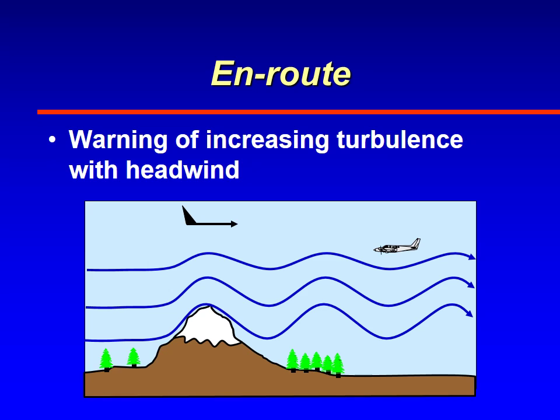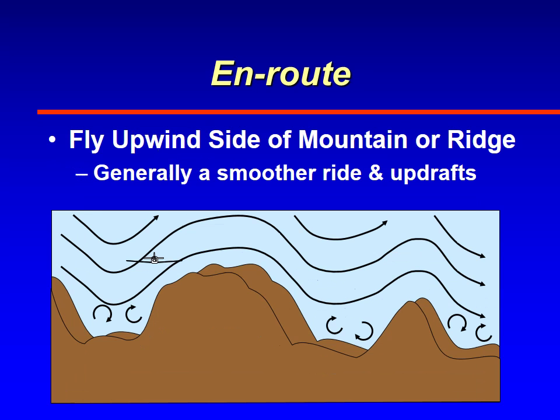Approaching the mountains with a headwind, you'll notice that there are some areas of turbulence or some wave activity as you get closer to the mountains, and it'll usually increase in intensity. Fly on the upwind side of the mountain, not on the downwind. Upwind you'll get, of course, an updraft and typically a smoother ride. Not always smoother, but at least you'll have an updraft.